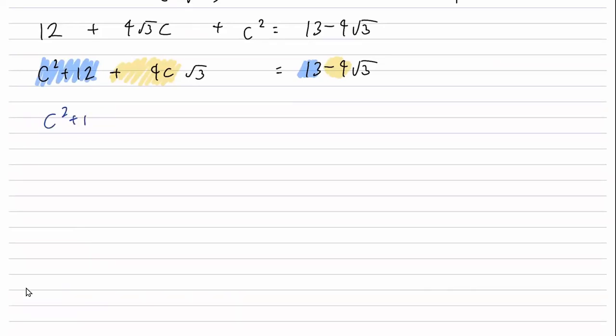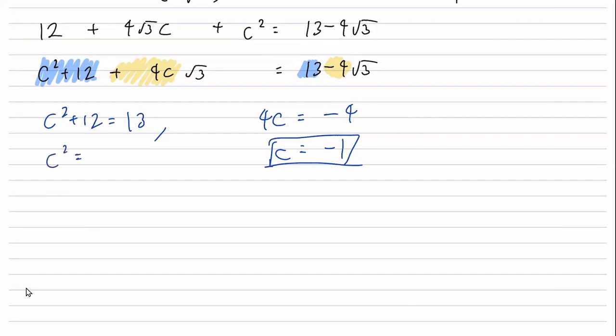So c squared plus 12 equals 13. Then 4c equals, what is it? Negative 4. Then you can solve. Divide by 4, negative 1. Here, does it work? C squared, if you try to solve, you get 13 minus 12, which is 1. Then c you solve, you get plus minus 1.